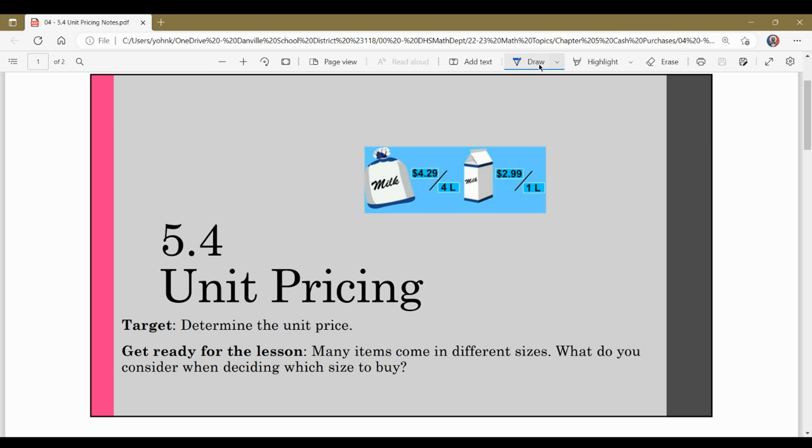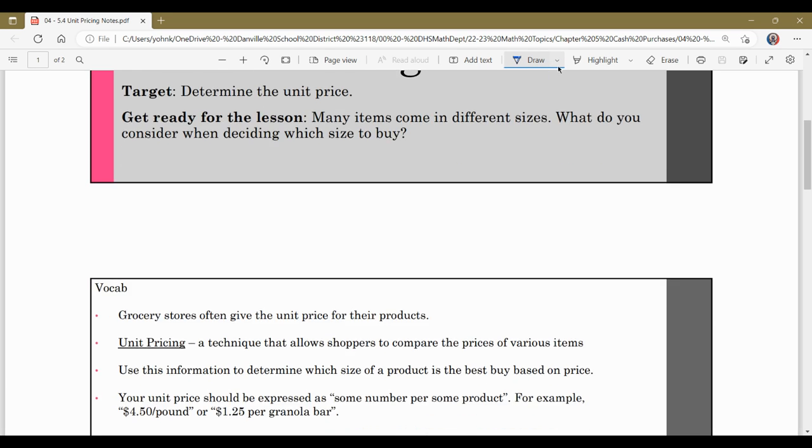Today we're going to learn how to determine the unit price of an item. And you might wonder, hey, many items come in different sizes. How do you know which size is the best one to buy? How do you decide? You got the big box of granola bars, you got the little box of granola bars. How do you decide which box to purchase? That's what we're talking about today.